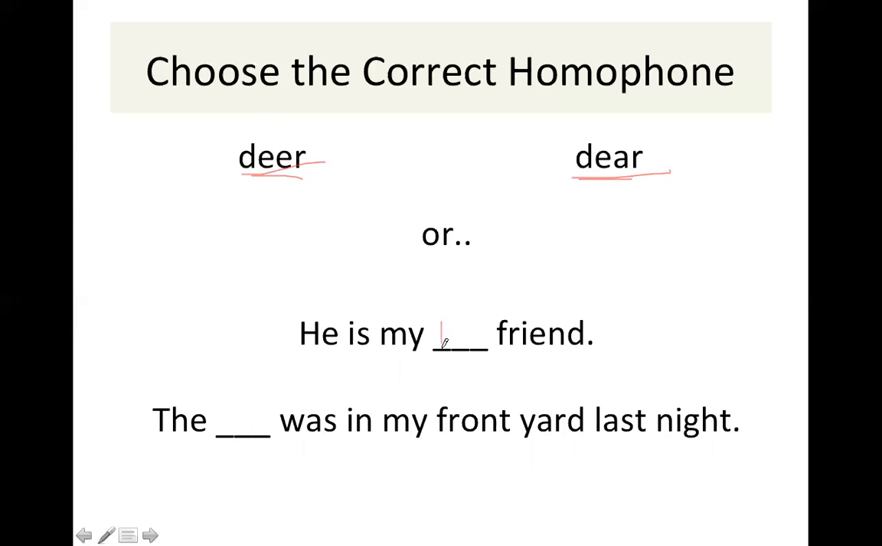Right, he is my dear, D-E-A-R, my dear friend. And here we have the sentence, the blank was in my front yard last night. Is it dear or deer? Yes, it is deer, D-E-E-R, as in the animal, deer. The deer was in my front yard last night.